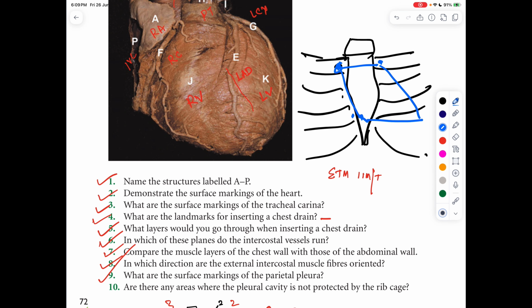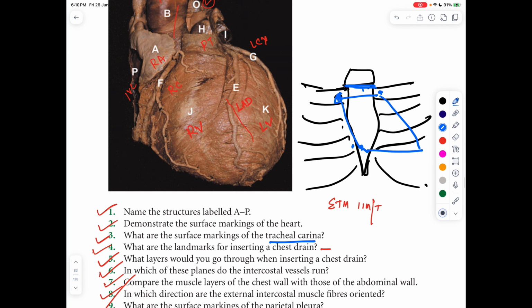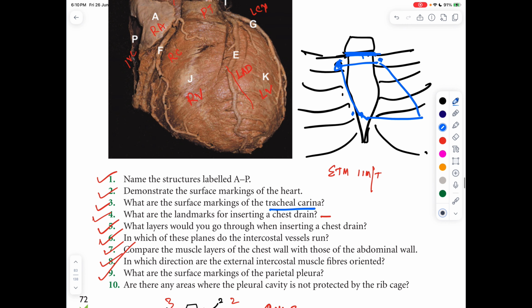What is the surface marking of the tracheal carina? The tracheal carina bifurcates at the level of the manubrium sterni. Actually it is at the level of the manubrium. What are the layers you go through when inserting a chest drain? So this is for the chest drain.